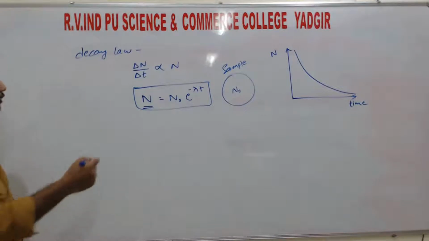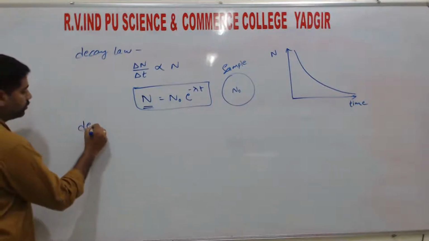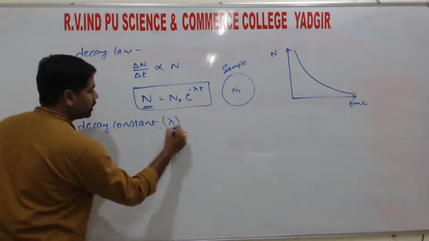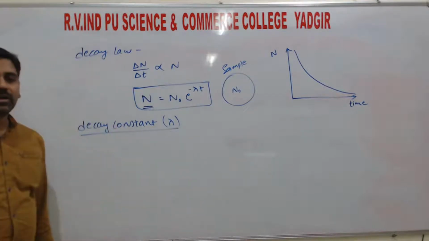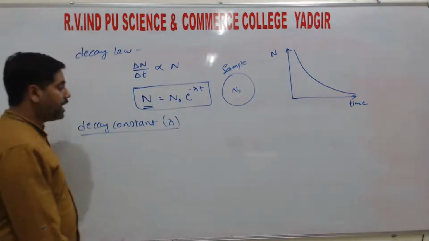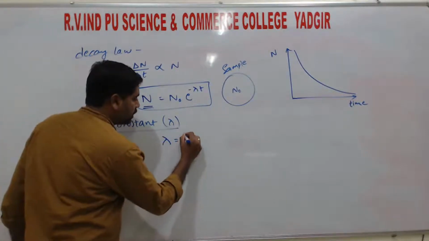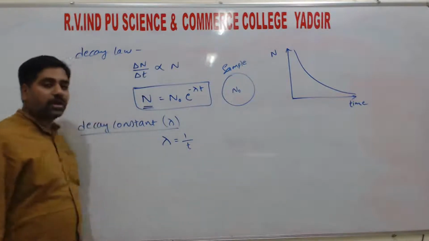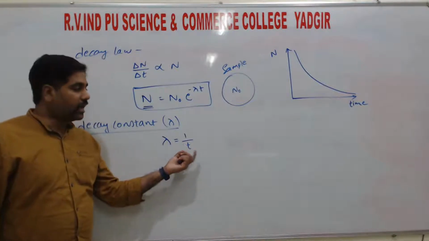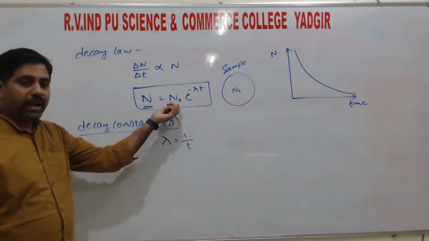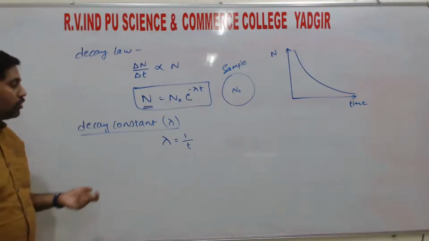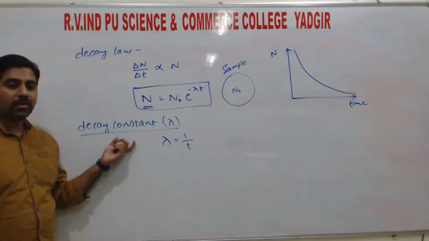So next, define the decay constant, that is lambda. How do we define the decay constant lambda? The decay constant is defined as the reciprocal of time. So when the lambda value is equal to 1 by t, then the parent atom nuclei reduce to 1 by e times of the initial value, right? That one we call the decay constant.